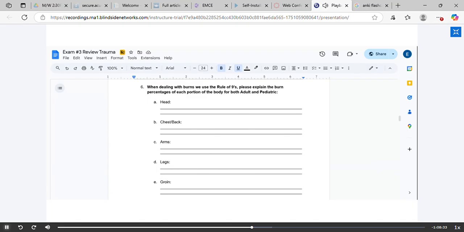An easy way to do this is we use the rule of nines. Okay, and the rule of nines, if you look in your book, burns are in chapter 27. Yeah, chapter 27 with your soft tissue injuries.